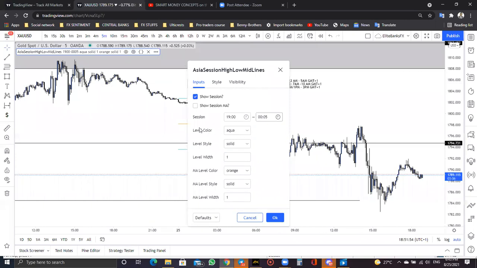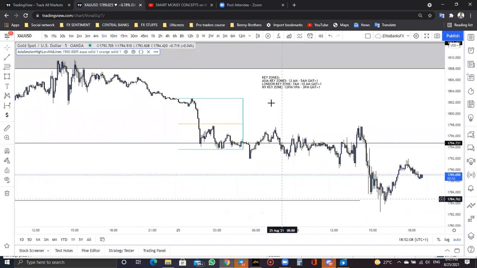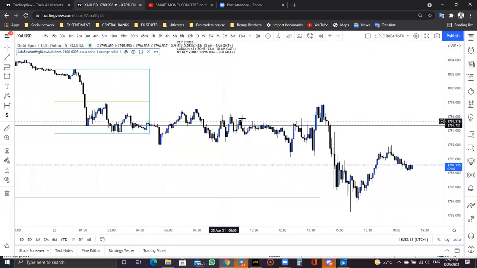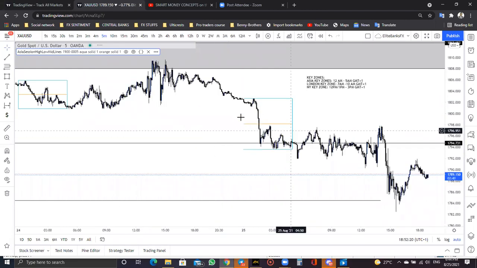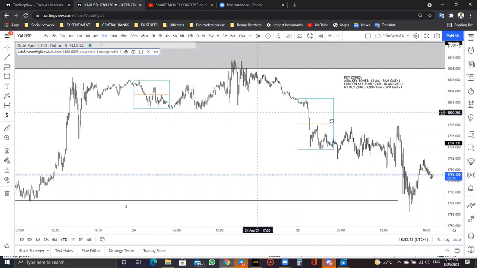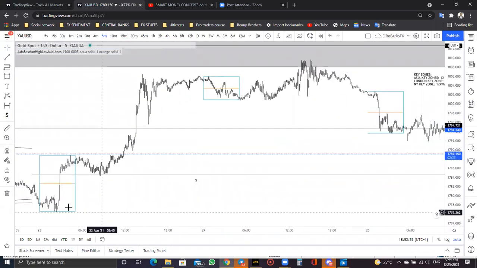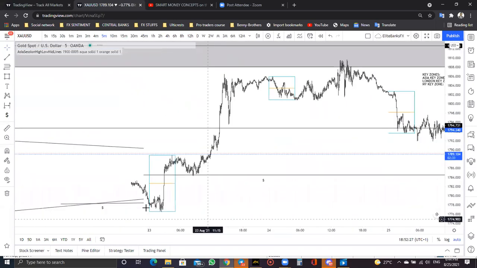So you can see it looks like my own. Just use 19:00 to 00:05. This is the only indicator I have on my TradingView. When I opened my chart, you can see a kind of shift of market structure here.